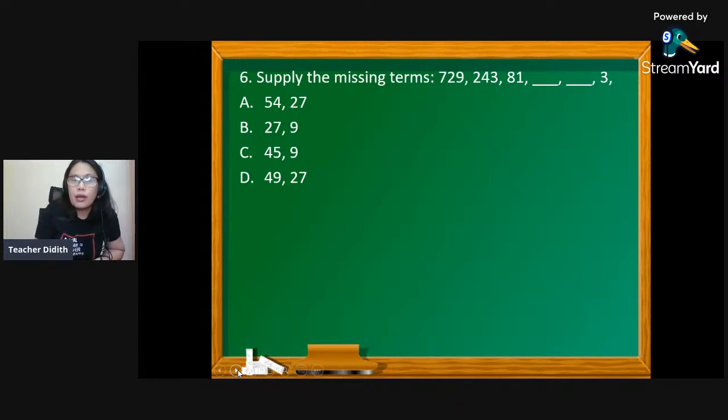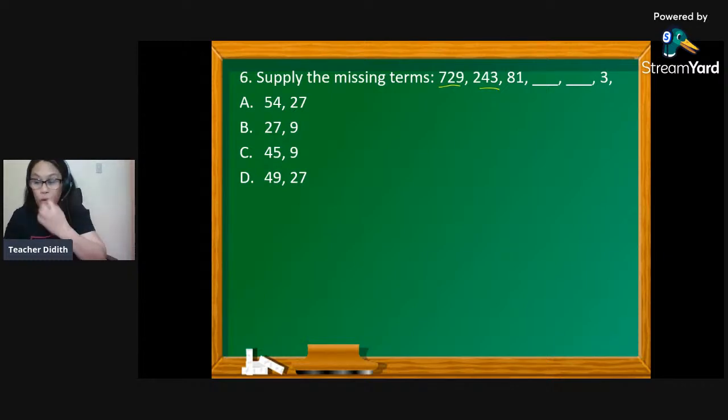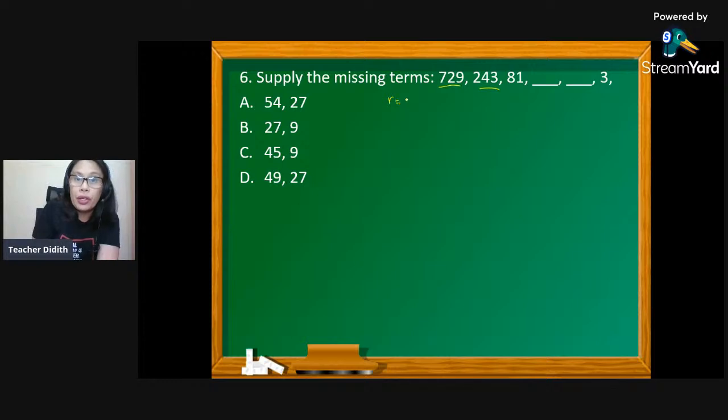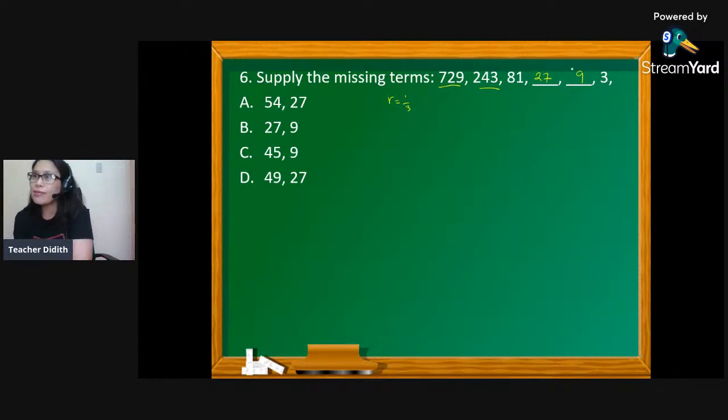If that's the case, then we just have to divide 729 by 243. It's 3. And then 243 divided by 81 is 3 also. But R is not 3, guys. Since it is in descending order, it has to be a fraction. Instead, it's 1/3. So we're going to multiply 81 by 1/3, or simply divide 81 by 3. This is 27, and then multiply 27 by 1/3. This will be 9. So, may I see if your answer is correct? Tama, no? Very good.